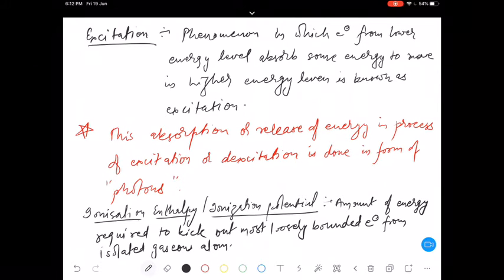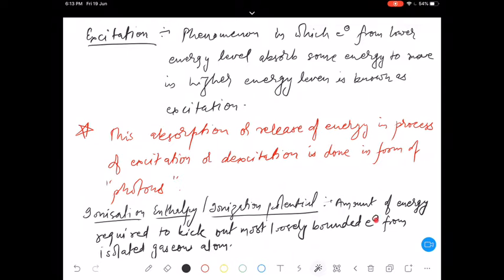Otherwise, I'll just discuss it in detail. Right now, I'll just give you a clear idea of what it means. See, why are we writing most loosely bounded electron from isolated gaseous atom? Hydrogen doesn't exist in the form of atomic hydrogen in nature. It exists in the form of molecular hydrogen. So if you are trying to figure out the amount of energy to release that electron, first you need to break the bond between hydrogen atoms. You have to break the bond in that molecule. That's why I am writing isolated gaseous atom. These things are not important right now.